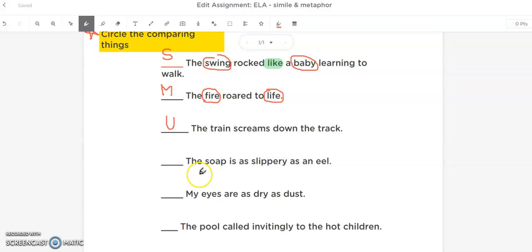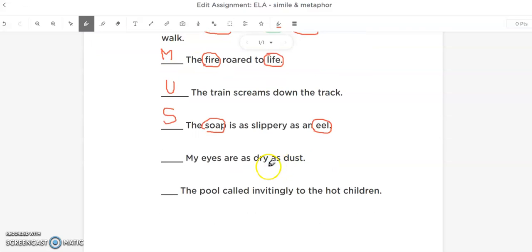The soap is as slippery as an eel. I see the word as, so we automatically know that's a simile. They're comparing the soap and the eel. So this has two things comparing. My eyes are as dry as dust. I see the word as two times, so we're going to put a simile. And what are they comparing? They're comparing their eyes and dust.